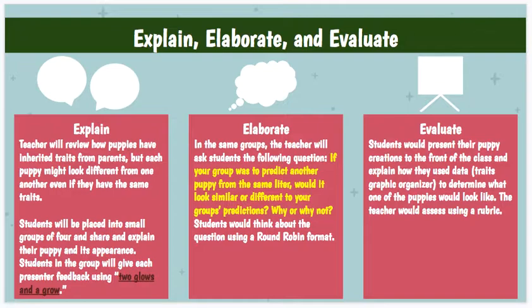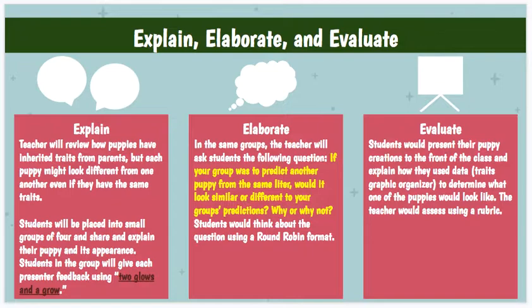And then during the elaborate portion of the lesson, in the same groups, the teacher will ask students the following question. If your group was to predict another puppy from the same litter, would it look similar or different to your group's predictions? Why or why not? So this is really getting students to think of, okay, in your group of maybe 4 or 5, you have 4 or 5 different ideas of what different puppies might look like. Well, what if there is a fifth or sixth one? Would it look similar to what you've already done? Would it look different? Why? Really getting them to use that critical thinking and thinking outside the box, using their understanding of traits.